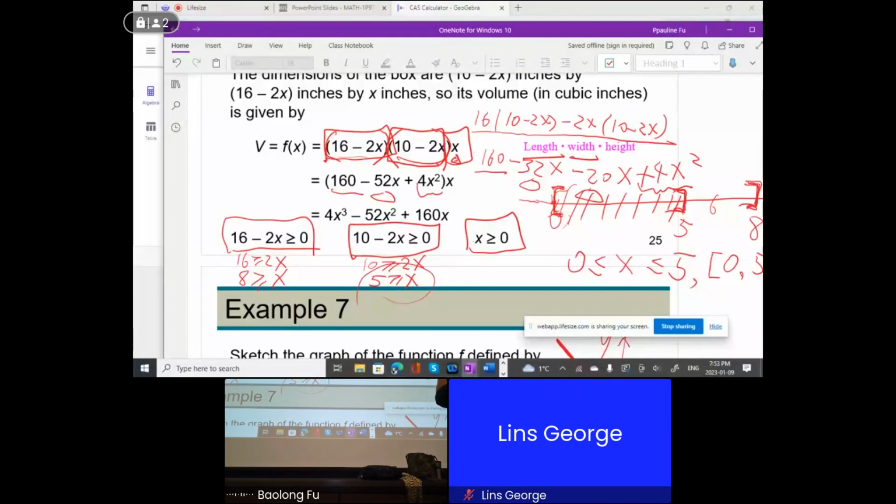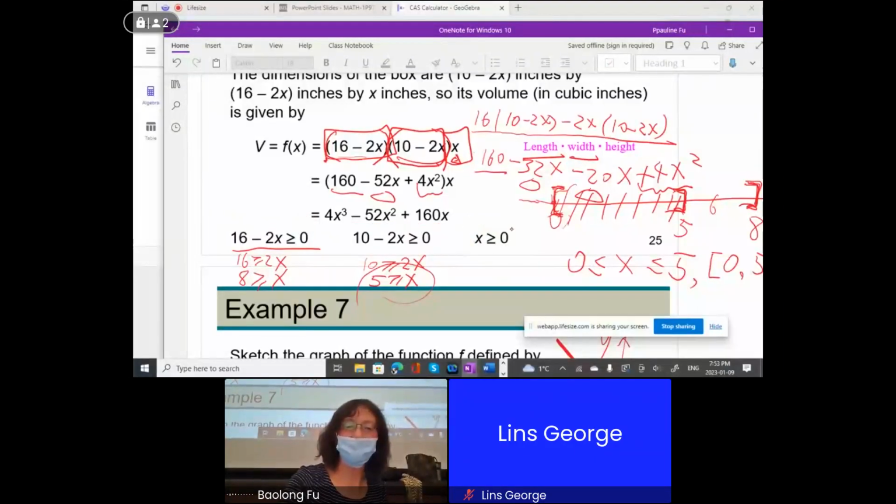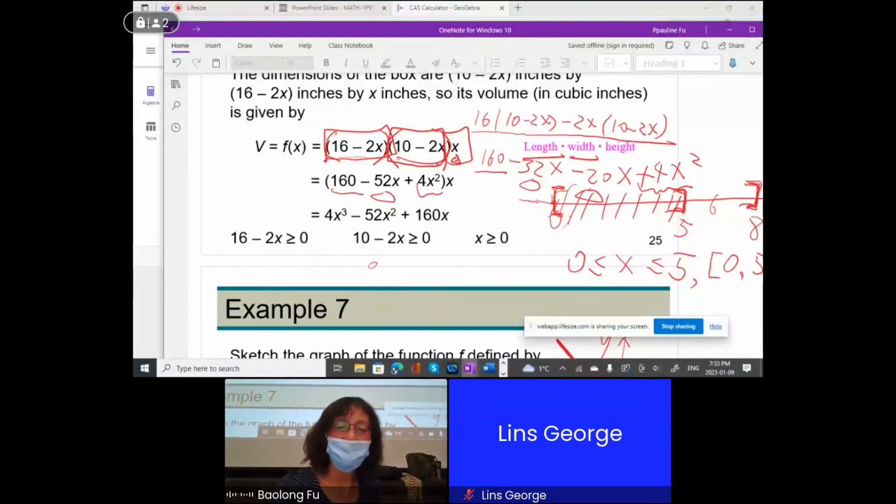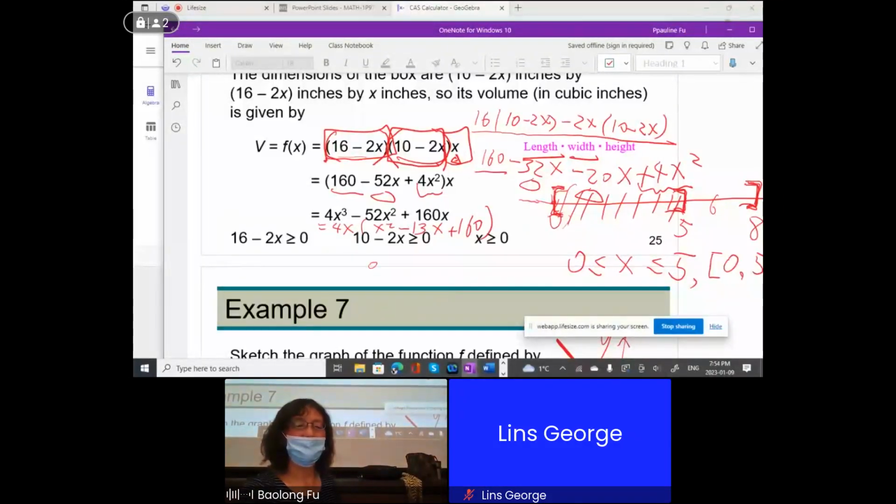Oh, can you take x away? You know, factor. Yeah, like I would just hold 4x out and put brackets around. If you take this 4x, then you got x squared minus 13x plus 160. Is this what you mean? I would have had it as 4x bracket, then x squared, then negative 13x, then 160.